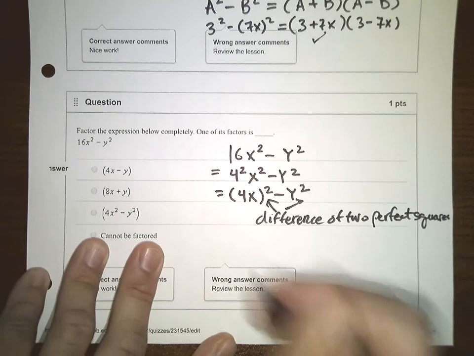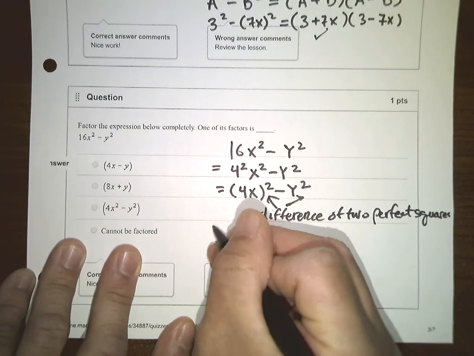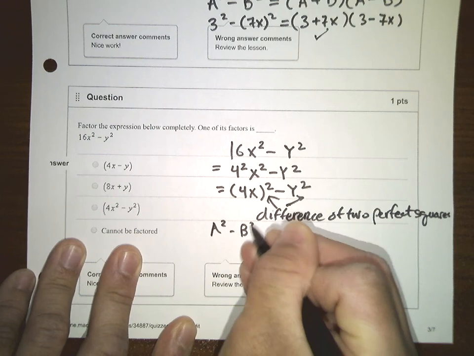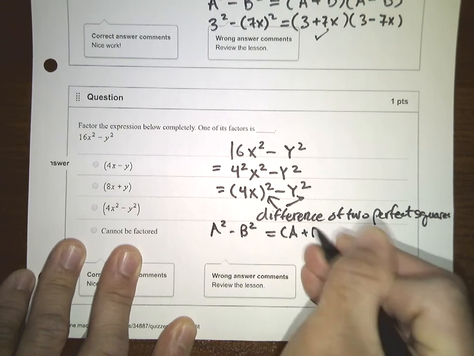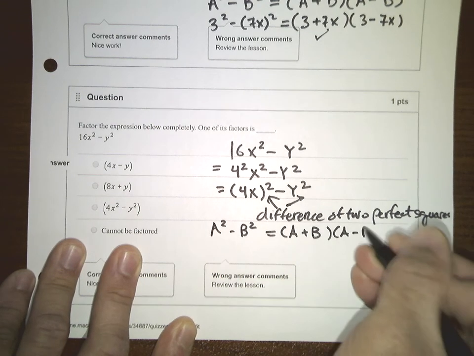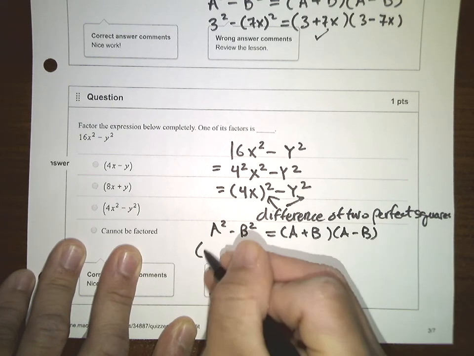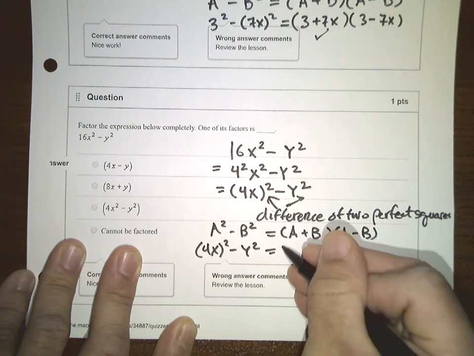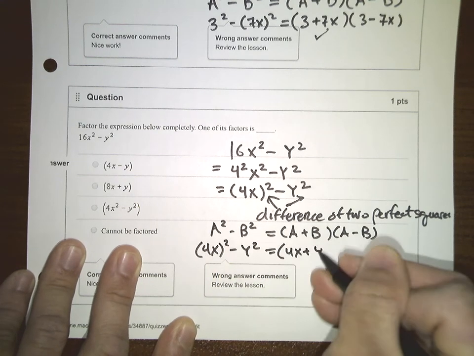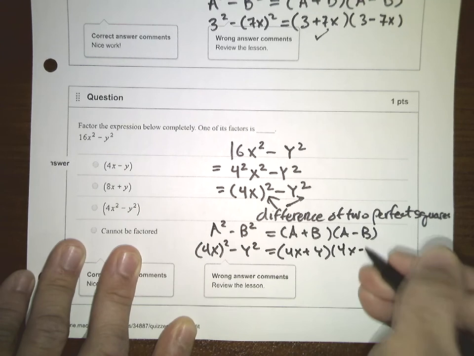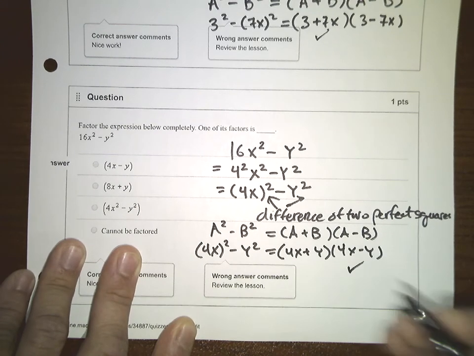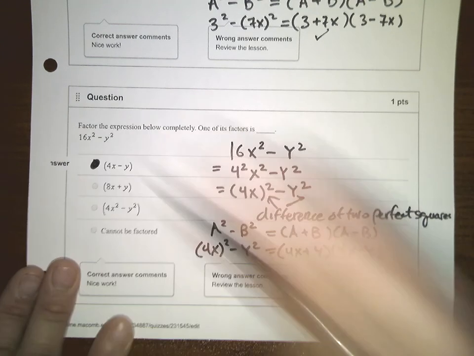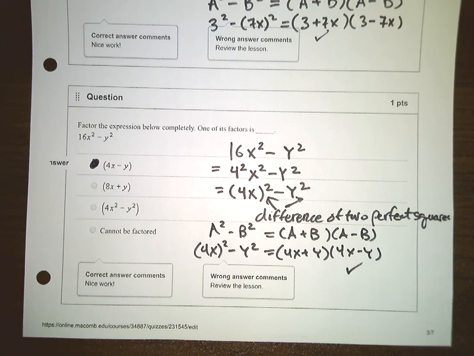So then I use the formula again. A squared minus b squared is a plus b, a minus b. So this is 4x all squared minus y squared, which is equal to 4x plus y times 4x minus y. Then I see that 4x minus y is one of the factors.